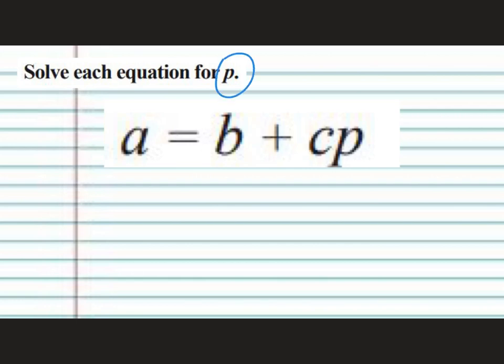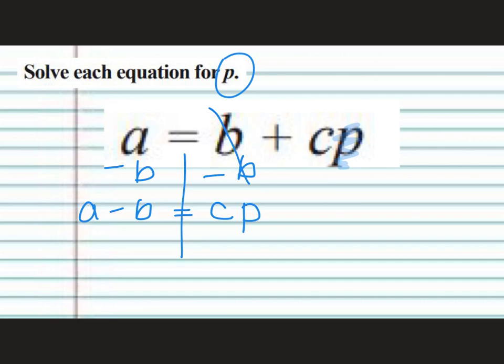So today, for this first example, we're solving for the letter P, which happens to be right here. I need to get that letter P by itself. In order to do so, the first thing I need to do is get rid of the B. So I'm going to subtract B on both sides. These two B's have a value of 0. Now I have A minus B on the left-hand side equals CP.